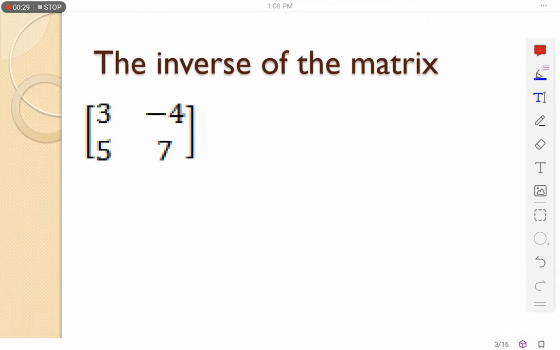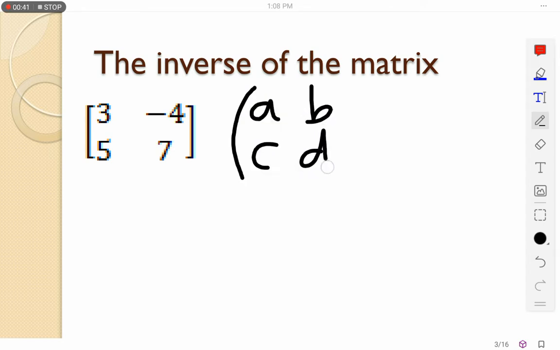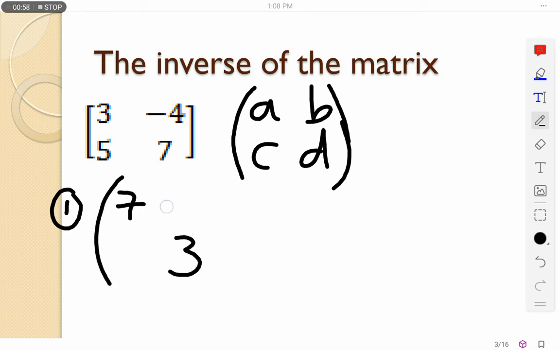So the first thing that we do when we want to find the inverse, we said let me write it in terms of A, B, C, D. So this is the same as A, B, C, D. Now, the first thing that we do, we said we interchange A and D. So if we interchange A and D, we have 7 here and 3 here.